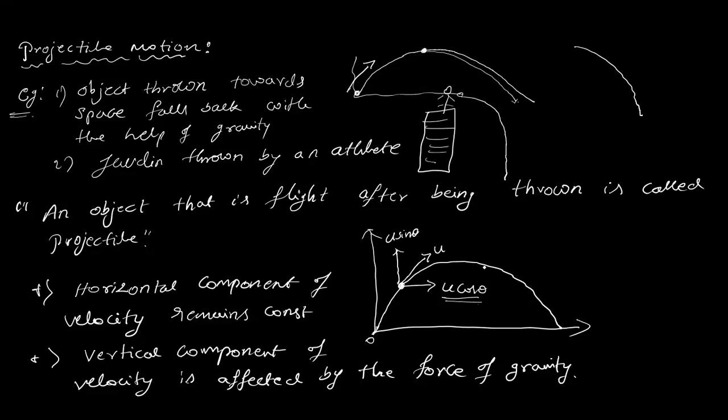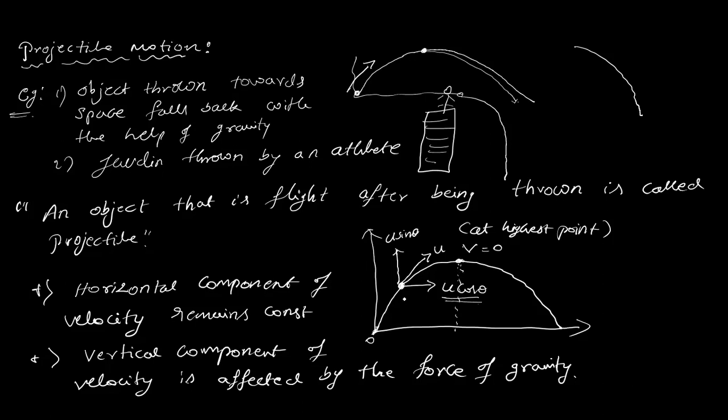Here you can notice that when the particle reaches the highest point, the vertical component of velocity becomes zero. At the highest point, the vertical component of velocity becomes zero. From the origin to the maximum height, this is the maximum height position.